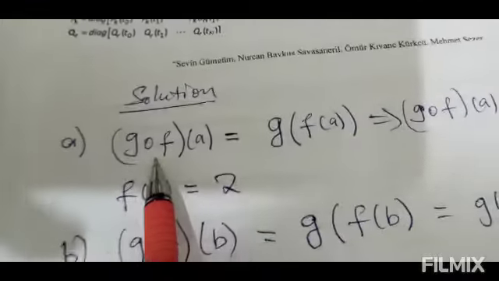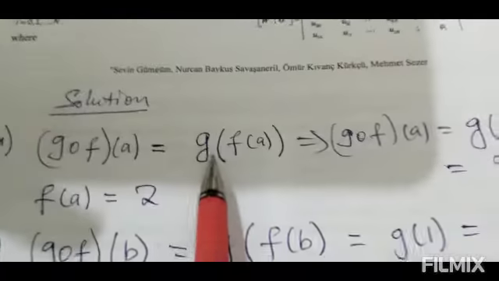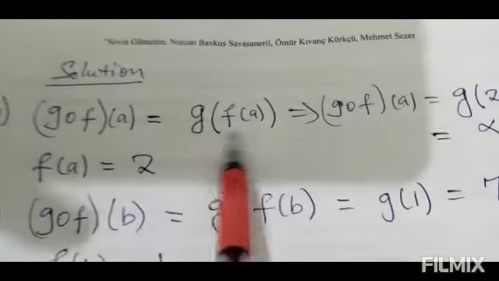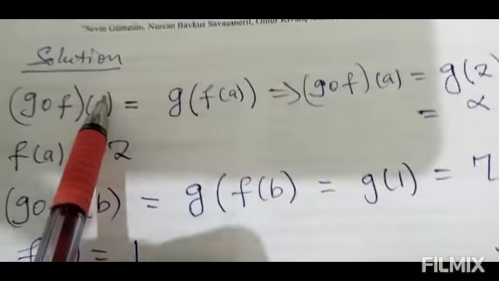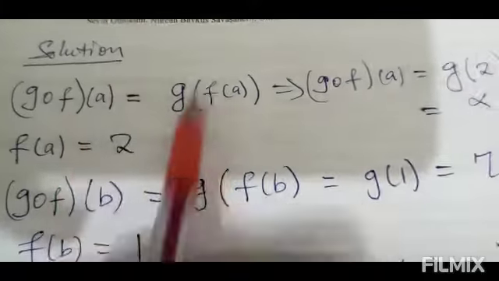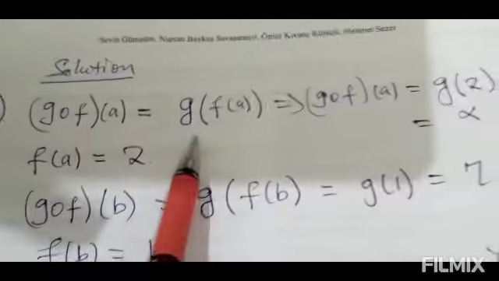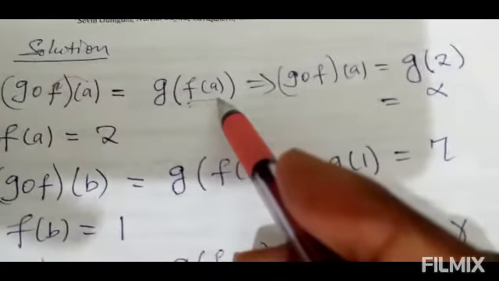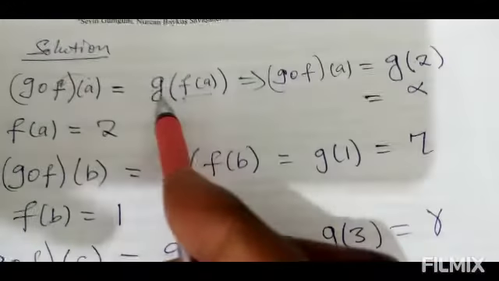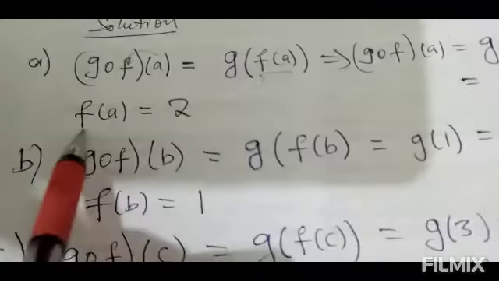Now, solution: g of f of a. First of all, you take f outside with the a, then brackets, you remain with g. G becomes the main function here. You take f and a, you group them as f of a, then g becomes the main function. Now what is f of a?